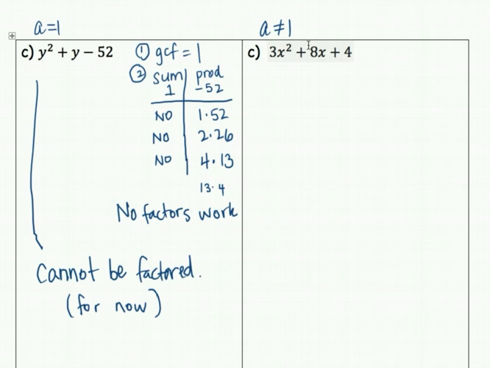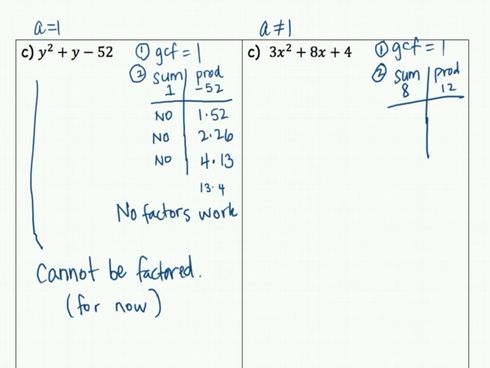So this is the complex one. Okay, step 1, look for the greatest common factor. Okay, 3, 8, and 4. Nope, just a 1 works there, so move on. All right, the sum of 8 and the product of 12. Okay, so again, let's go through the possible factors, but hey, if you think of one right away, good job. Go right to it and figure out what signs they should have, and then I'll go from there.